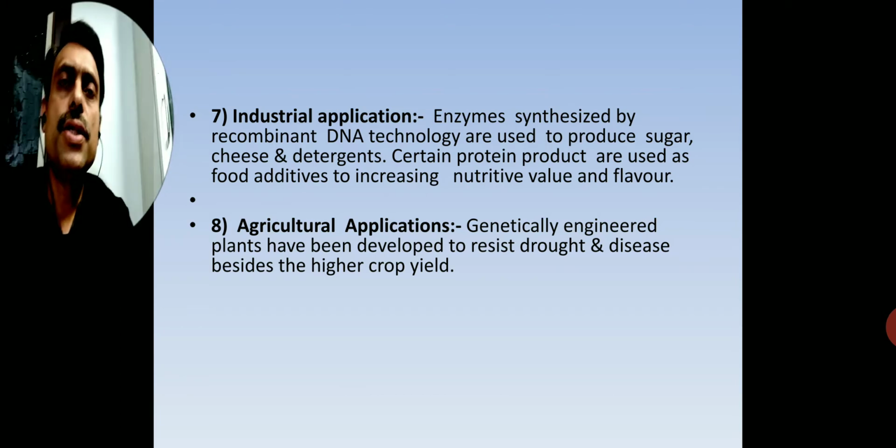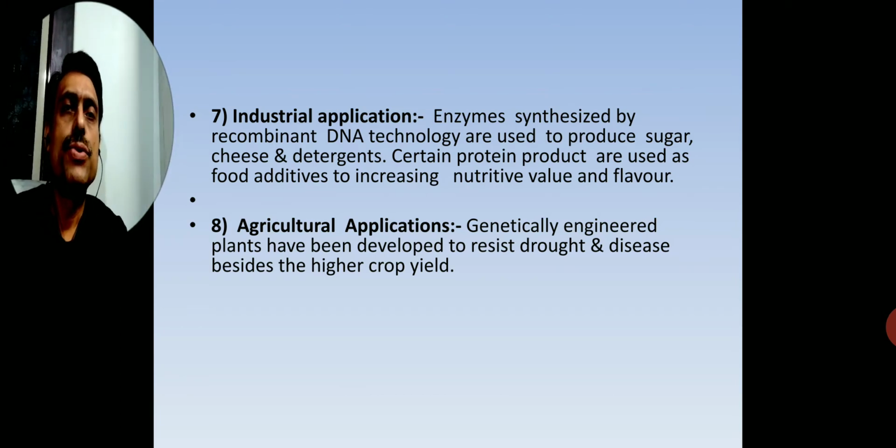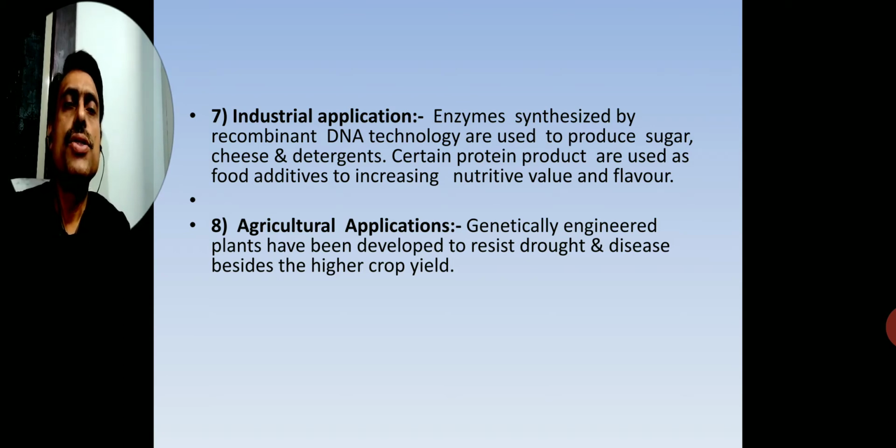So there are a lot of industrial applications. Enzymes synthesized by recombinant DNA technology are used to produce sugar, cheese, detergents. Certain protein products are used as food additives to increase nutritive value and flavor. Then the eighth application is agricultural applications. Genetically engineered plants have been developed to resist drought and disease, besides giving higher crop yield.